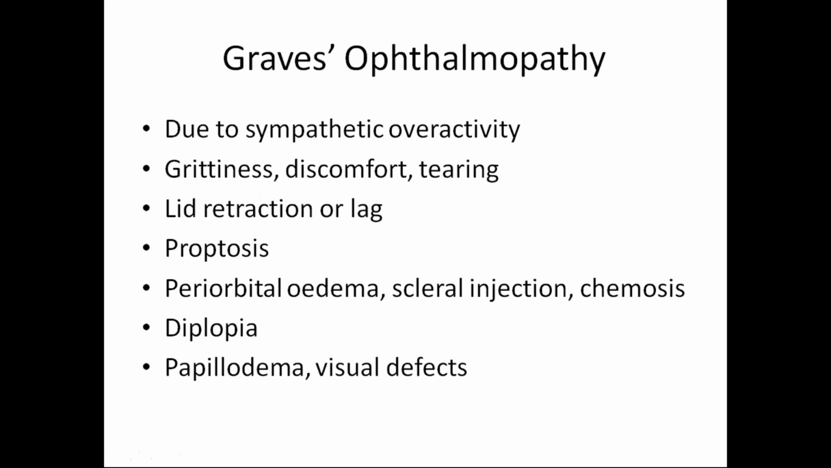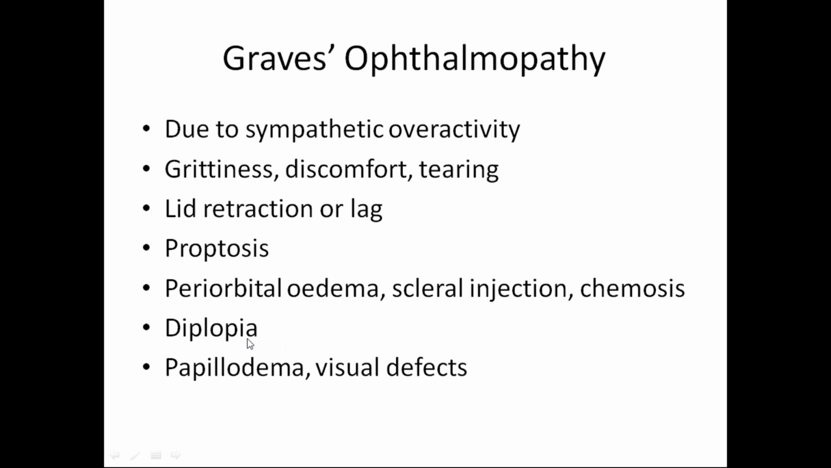The eyelid is unable to close the eyeball completely. So that is lid retraction or lid lag, which in turn causes proptosis. One of the initial features of Graves' ophthalmopathy is grittiness in the eye, discomfort, and easy tearing of the eye, because the lid is unable to close the eyeball properly. Sometimes there will be damage to the cornea due to the proptosis. And there will be development of periorbital edema, scleral injection, chemosis.